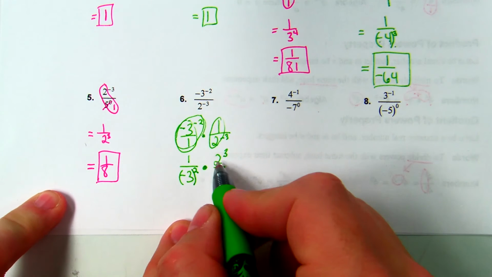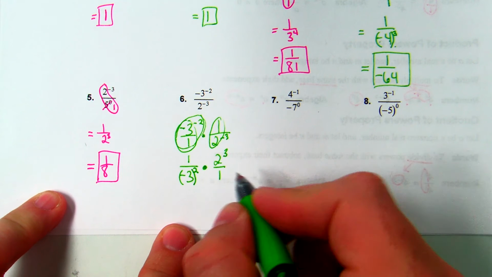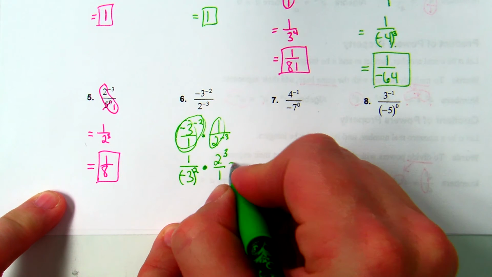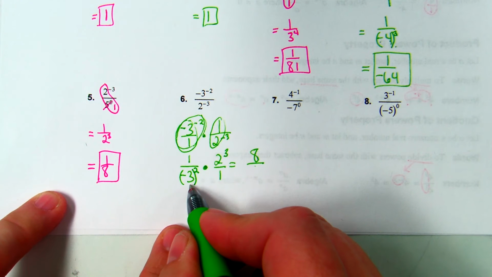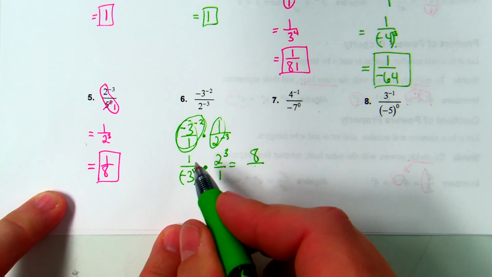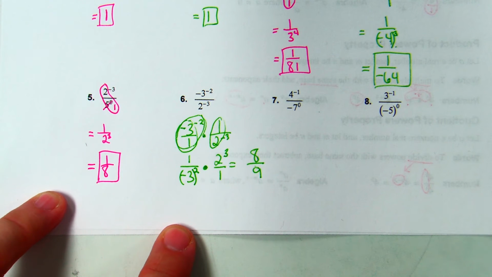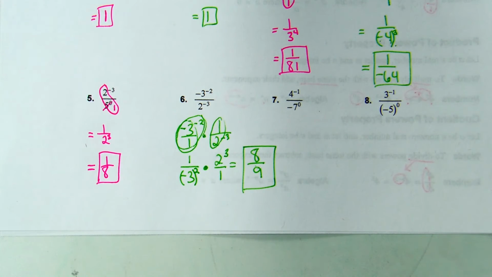Okay, so what is 2 cubed? 2 times 2 is 4. 4 times 2 is 8. So I'll have 8 on the top. And on the bottom, I'm taking a negative 3 and squaring that. So I end up with a positive 9. And that's my answer.